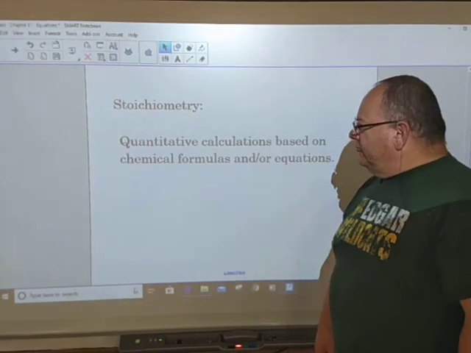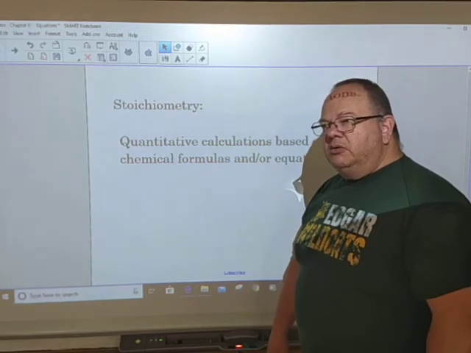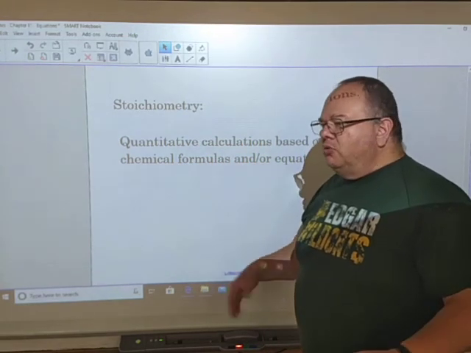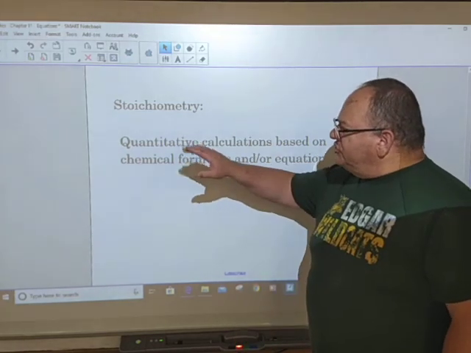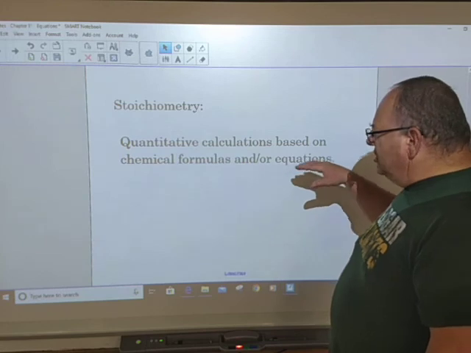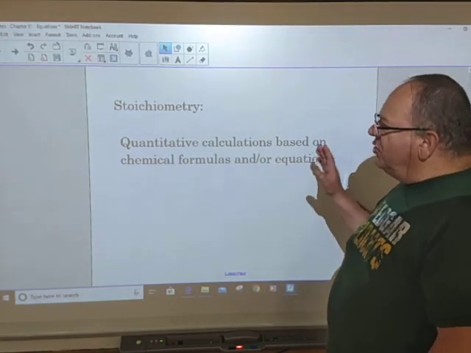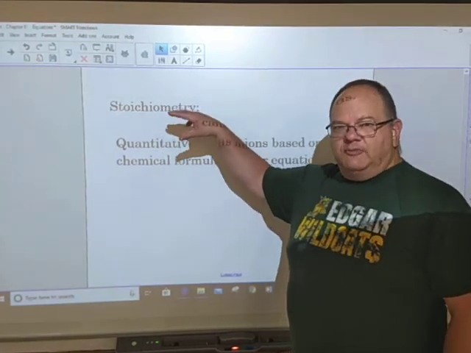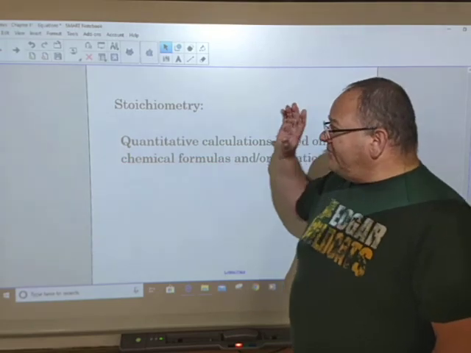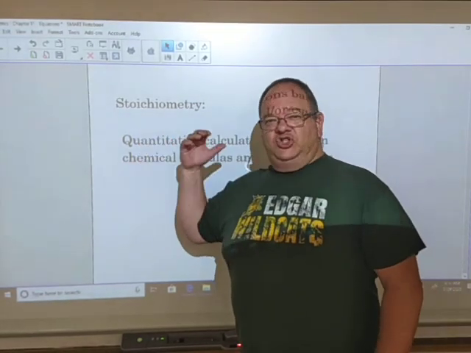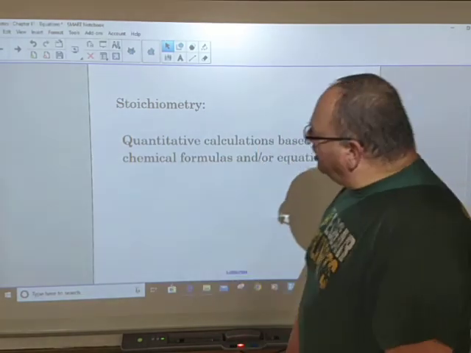So what is stoichiometry? Really, some of the calculations that we've already been doing, those are stoichiometry. When we've done our mole conversions, that's a type of stoichiometry. Stoichiometry refers to quantitative calculations based on chemical formulas and/or equations. Okay, and so we've been doing formula stoichiometry. Now we're going to do a little bit of equation stoichiometry. Isn't that a fun word? Stoichiometry. It's just fun to say.